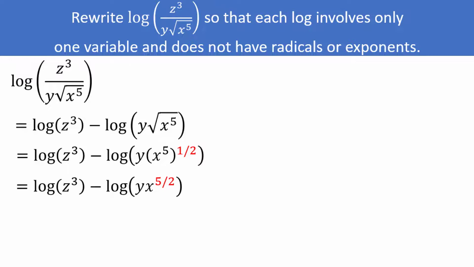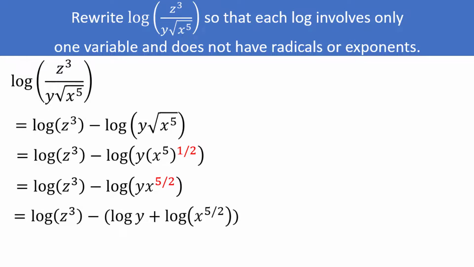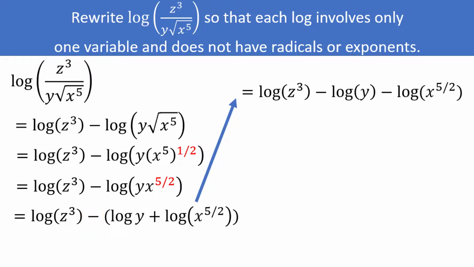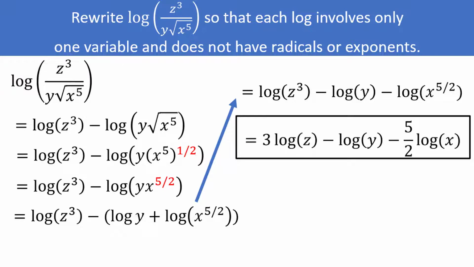Now we can separate the second log using the log of a product, but be careful. We need to use parentheses to indicate that both terms must be subtracted from log of z to the 3rd. We can distribute the negative sign so that we have log of z to the 3rd minus log of y minus log of x to the 5/2. Now we can use the power rule for logs to bring down each of the powers. We have 3 log of z minus log of y minus 5/2 log of x, which is our final answer.